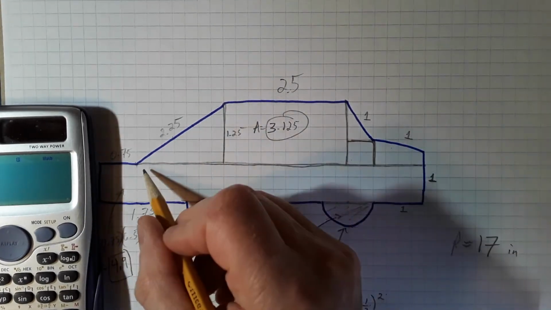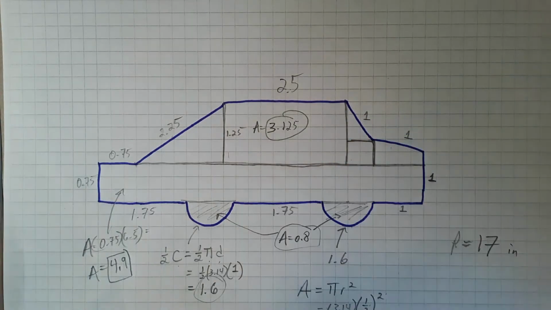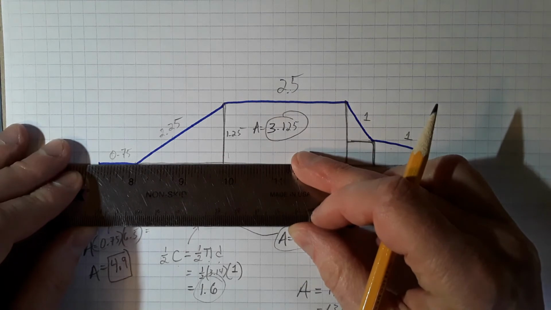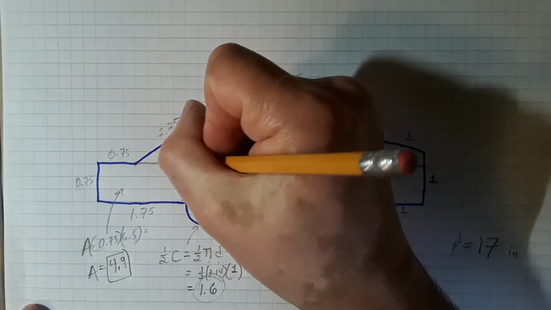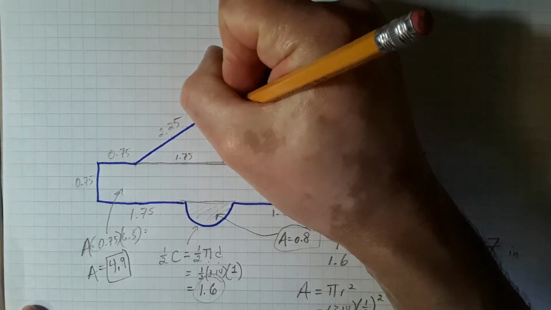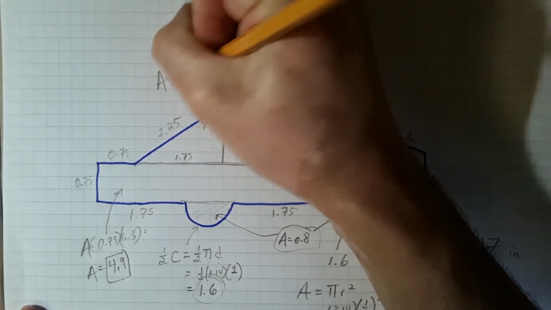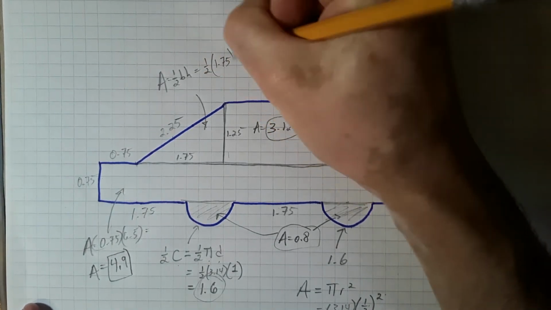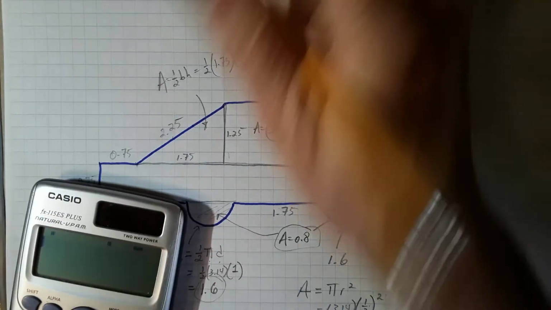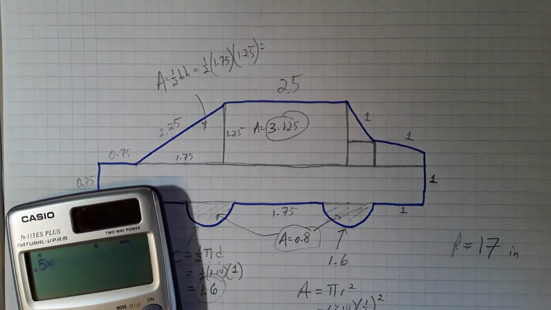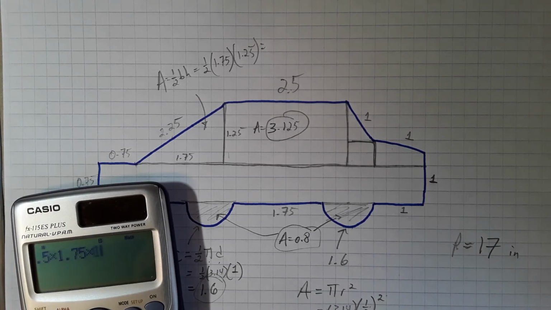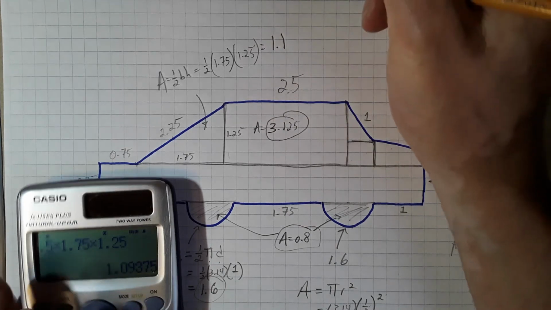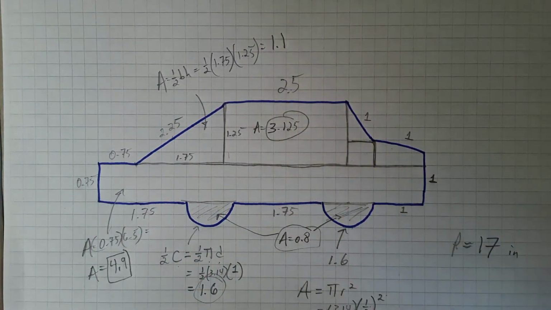Here I have a triangle. This is 1.25. That length is 1.75. So area is 1/2 base times height. 1/2. 1.75 times 1.25. 0.5 times 1.75 times 1.25. About 1.1. And so on. So we're getting close.